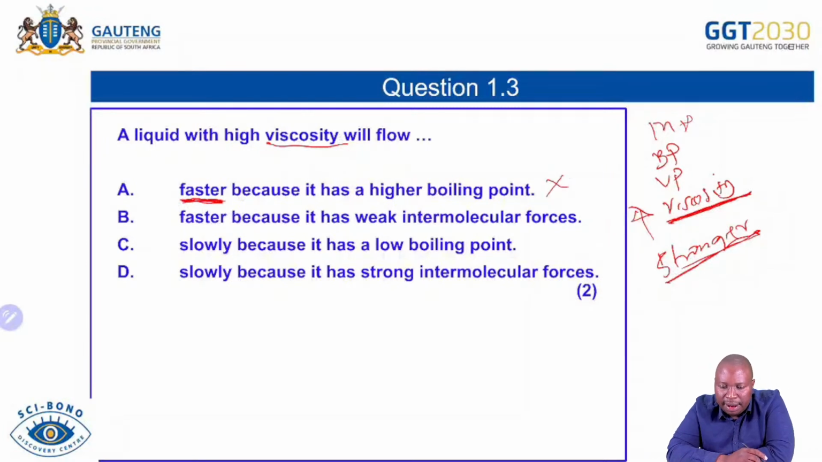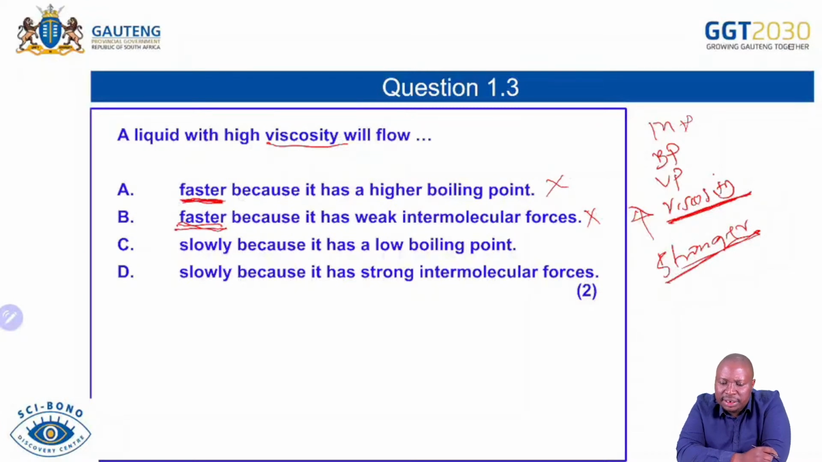Let's look at option B. It will flow faster again. You know that high viscosity means high resistance to flow, so it can't flow faster. So you know that options A and B are our distractors, and our focus now will be on option C and option D.